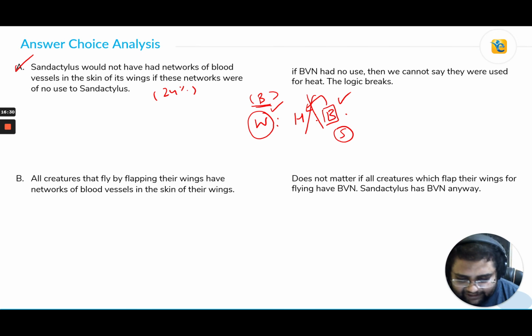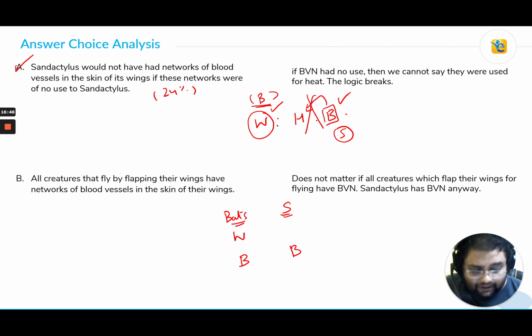So firstly, let's again summarize what the argument tells us. As per the argument, bats definitely flap their wings for the purpose of flight, and we also know that they have blood vessel networks. With regard to Sandactylus, we know that they have blood vessel networks. The conclusion is about whether we can definitely say that they also flap their wings for flight.